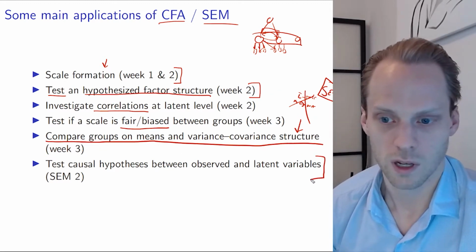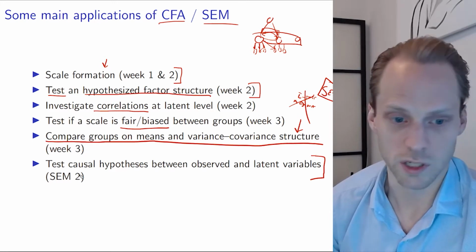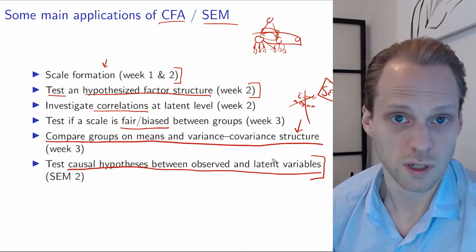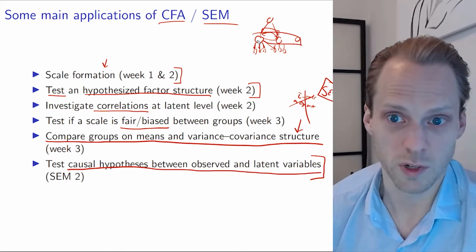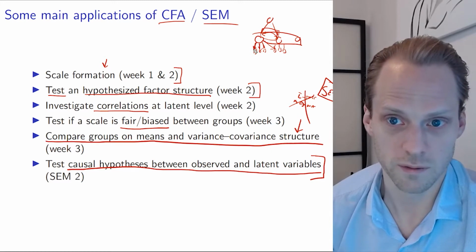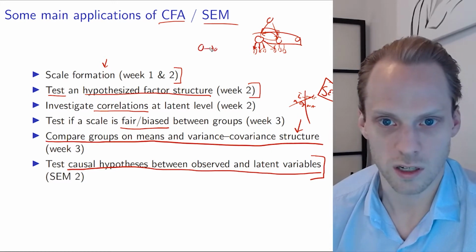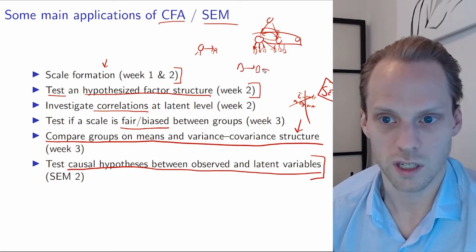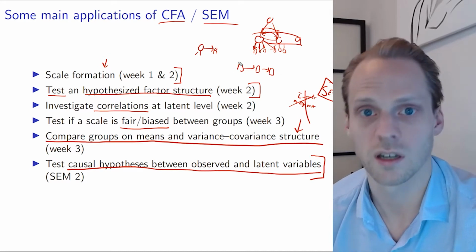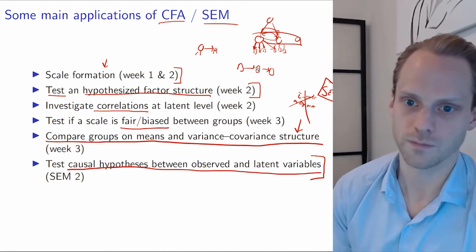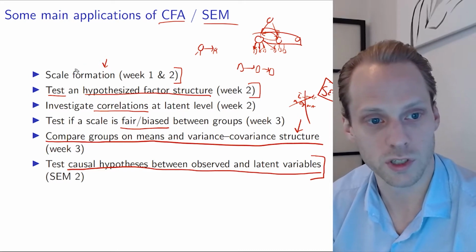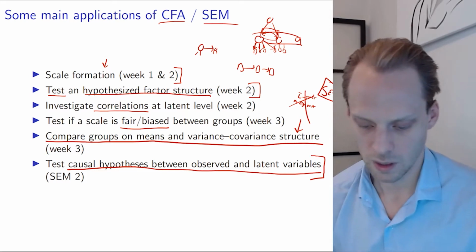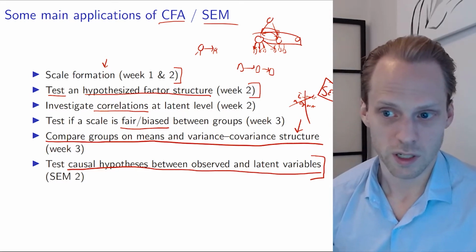In SEM 2, we're going to take it much further, and we're going to test causal hypotheses between observed and latent variables. And actually, we are already testing a causal hypothesis between the latent and observed variable. That's this arrow here. But then we're going to do things like an effect between latent variables, or we can even do a directed acyclic graph between observed variables and test these implications in the data as well. All without ever having to compute a sum score or a weighted sum score. That's all very powerful. So that's why I think this week is very important.